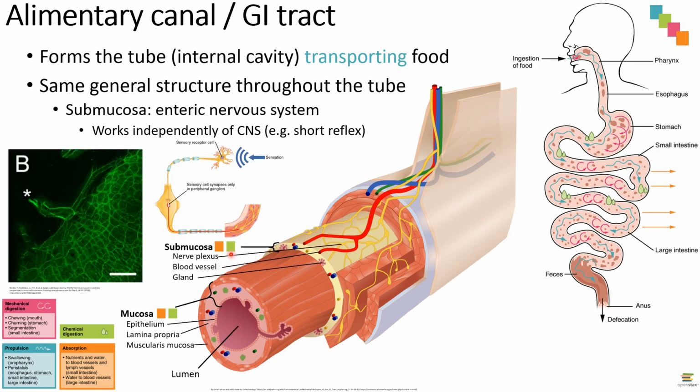The next layer is the submucosa. So the submucosa is really important for both absorption and also chemical digestion. Note that it has glands present in it. It also has blood vessels and a huge nerve plexus, which is termed the enteric plexus. And so one of the things I want to mention is that the submucosa contains the enteric nervous system, which is this network of nerve fibers, and you can see what they look like here.